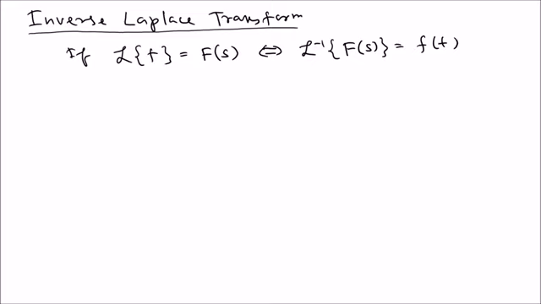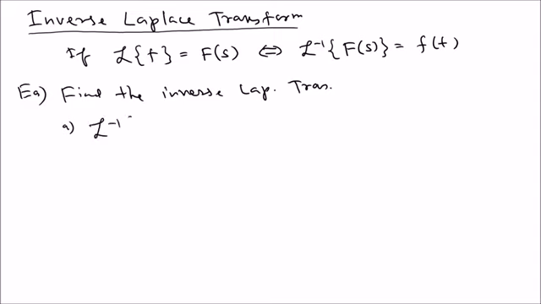Let's do two examples just to see how it works. Find the inverse Laplace transform. Let's start with this one. The first one: the inverse Laplace transform of 3 over s plus 2 minus 1 over (s minus 1) squared. How do we do this? It's already factored. Otherwise, we would have to find partial fractions, but it's already given.